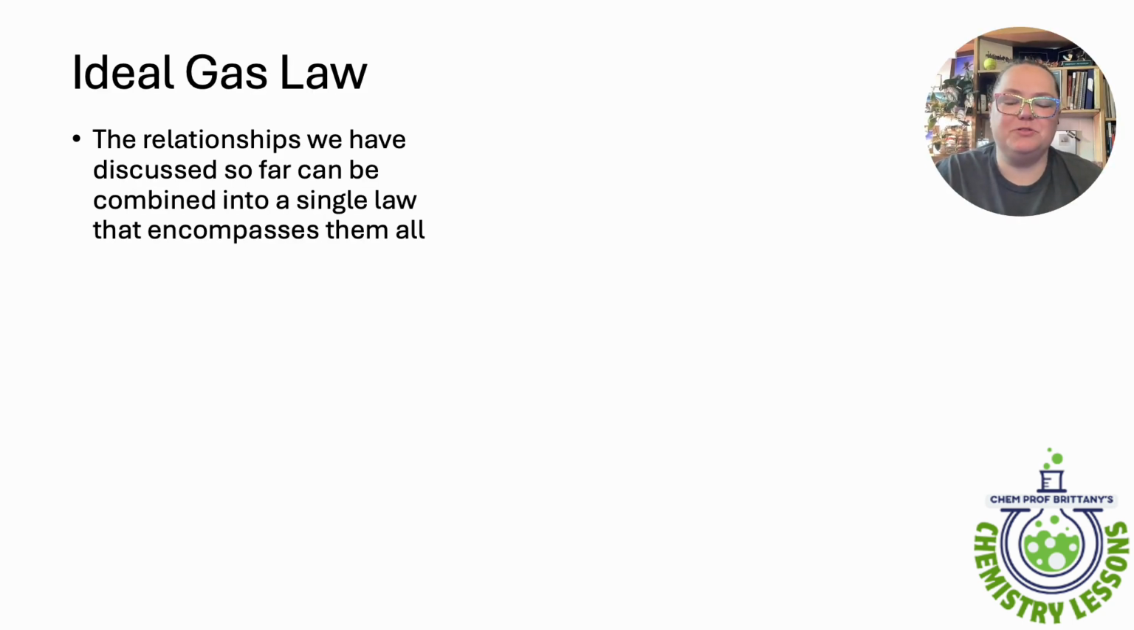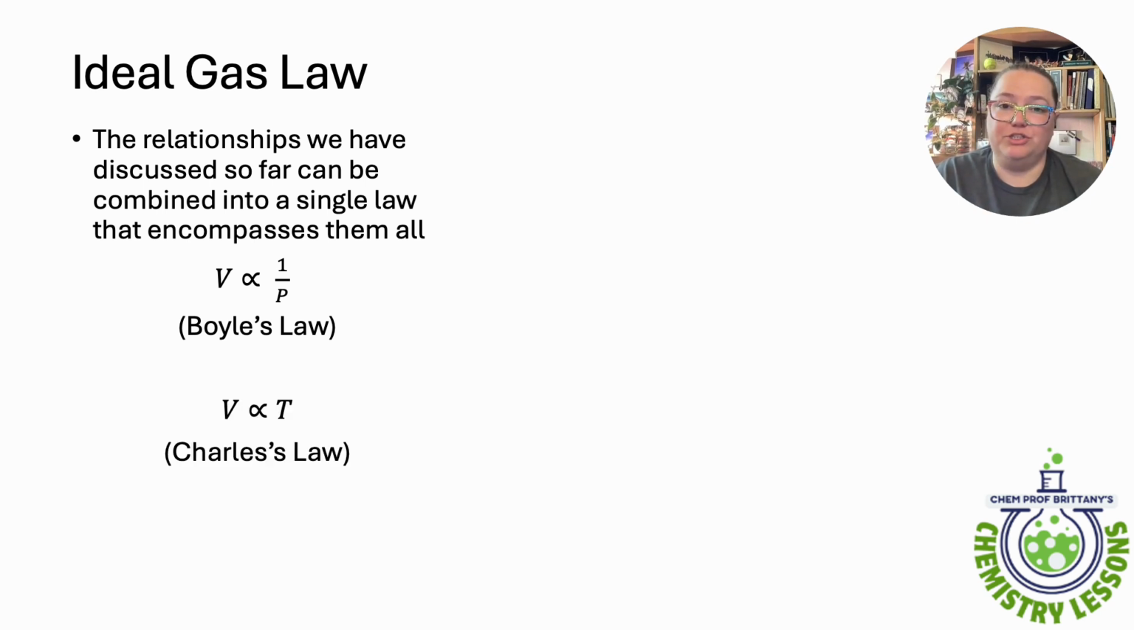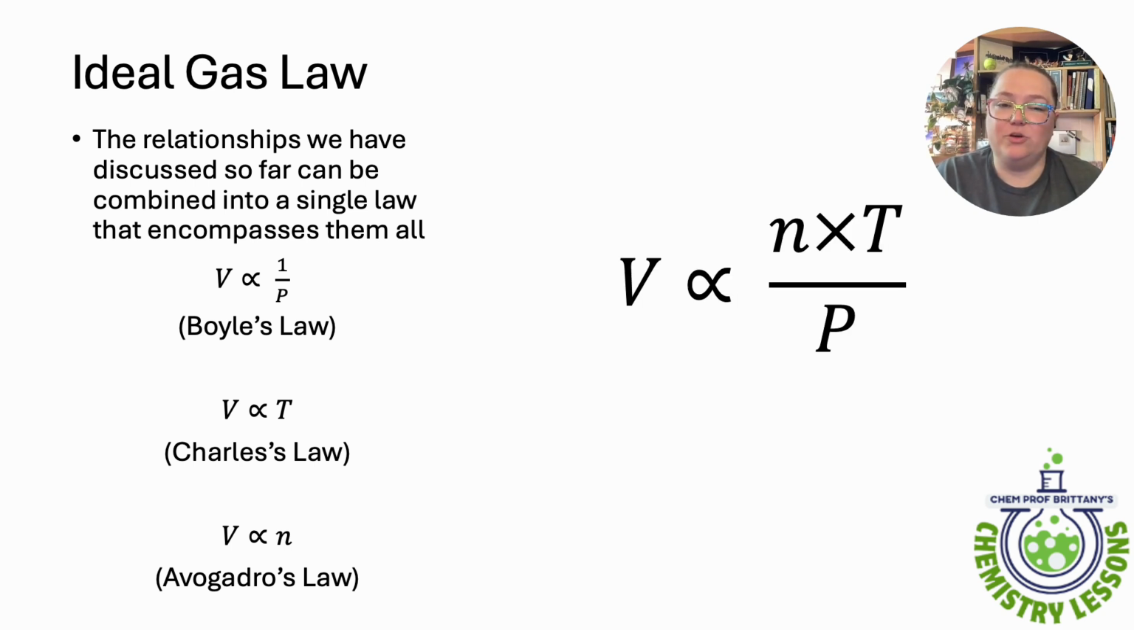The relationships that we have discussed so far in the simple gas laws can be combined into one single law that encompasses all of them. We've got the volume and pressure relationship, that's Boyle's law. We've got Charles' law, which relates volume and temperature. We've got Avogadro's law that relates volume and the number of moles. And so we have this relationship between volume, number of moles, temperature, and pressure, all of that together.